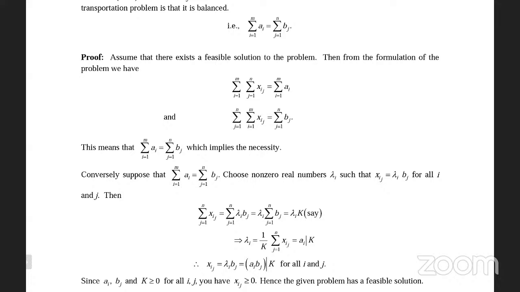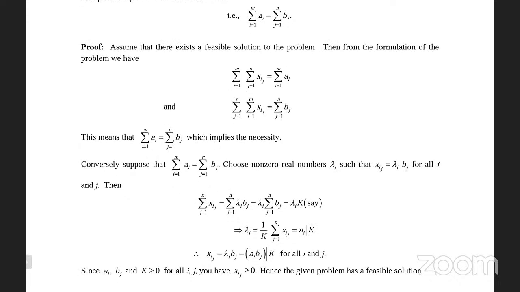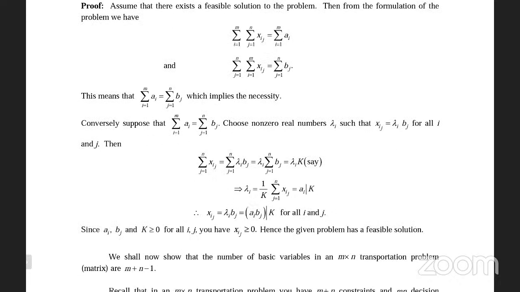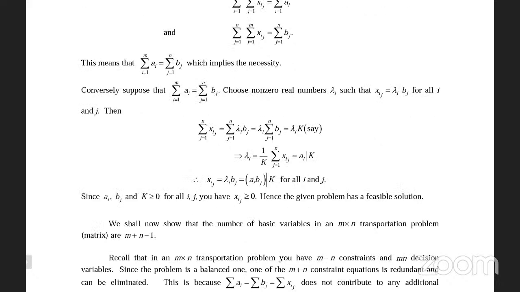For the converse, if I take summation of ai equal to summation of bj, then the above conditions must be satisfied, with summation of xij equal to summation of bj, so that we take lambda i into bj. If we arrange it, we can get the feasibility.